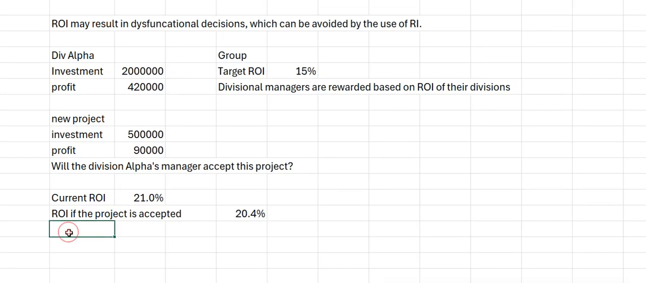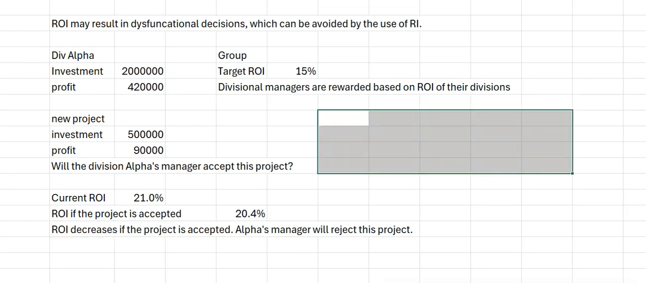What do we see here? ROI decreases if the project is accepted, which the manager will not like, because manager's performance is evaluated based on ROI. So if ROI is the performance criteria, this project brings down the ROI, it reduces the ROI, the manager should not accept it. So Alpha manager will reject this project. There is nothing wrong in what he is doing. He is absolutely right in his decision.